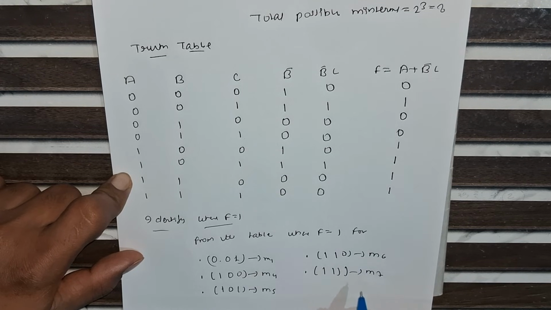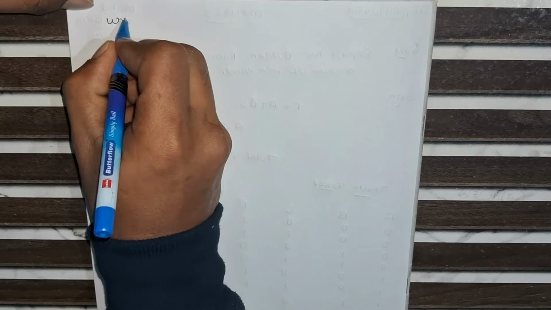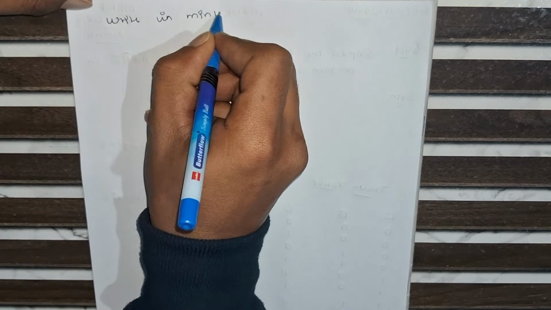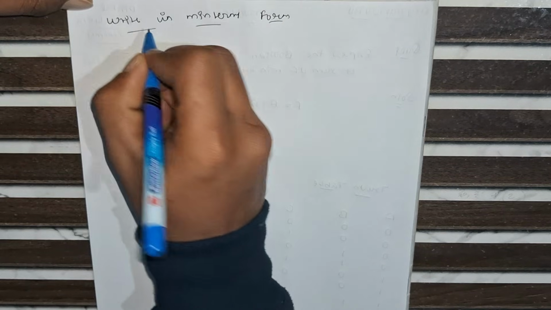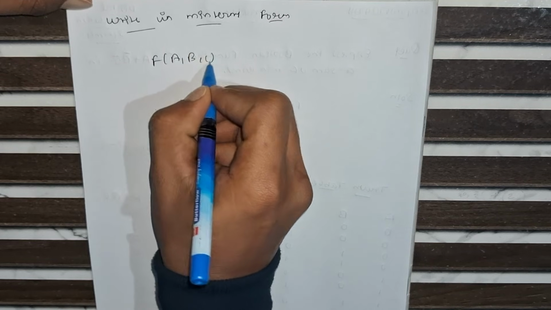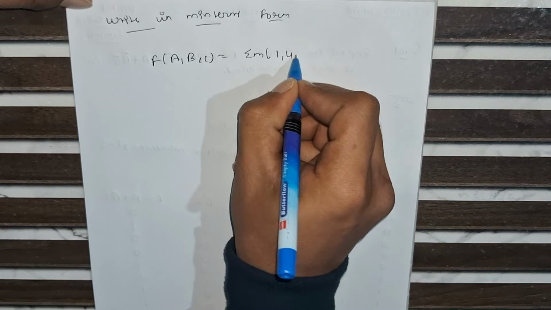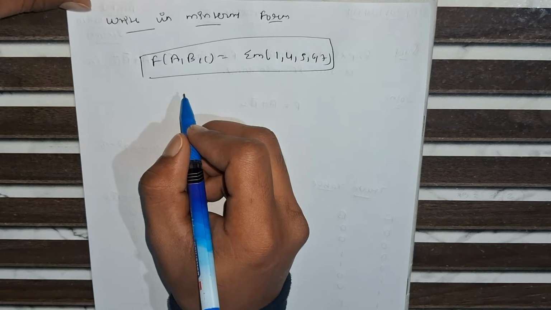So now write the minterm form. This is our combination where the function becomes 1. Now write it in minterm form. So our function of a comma b comma c equals summation of minterms 1 comma 4 comma 5 comma 6 comma 7. This is the minterm form.